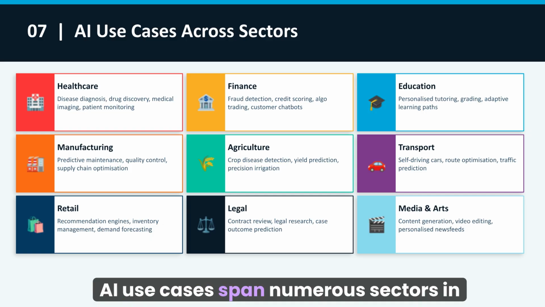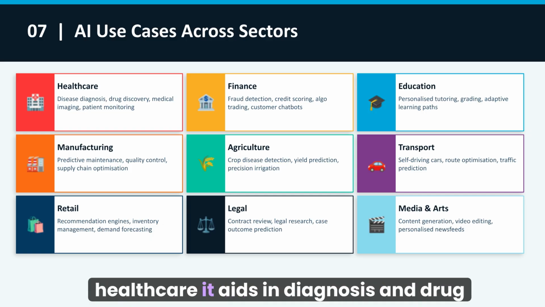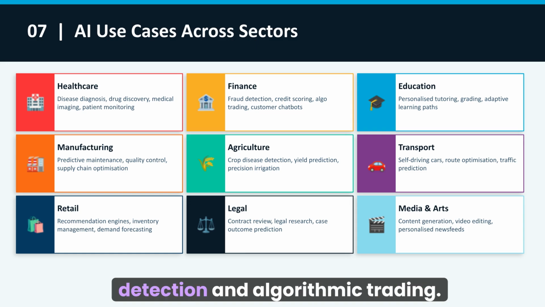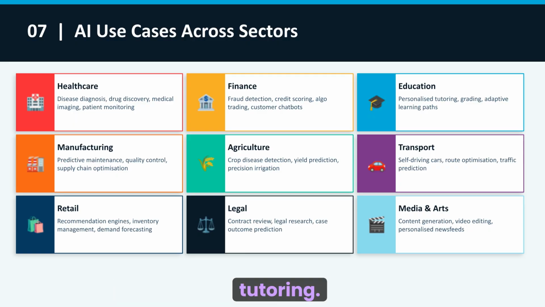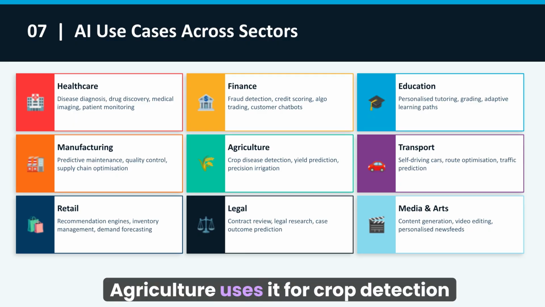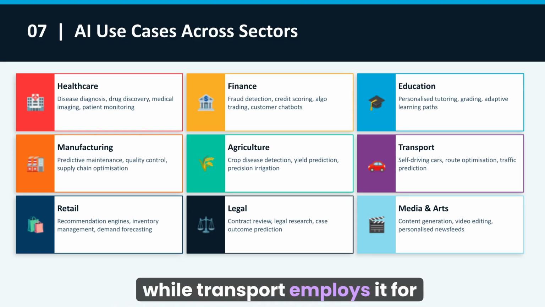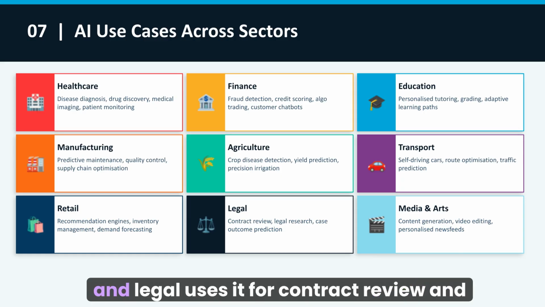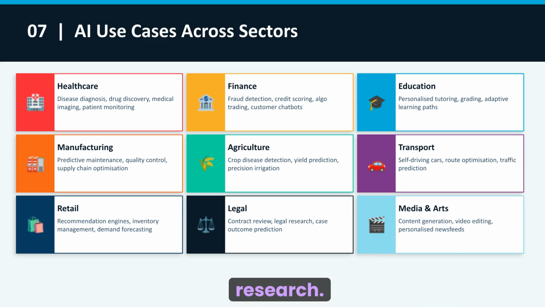AI use cases span numerous sectors. In healthcare, it aids in diagnosis and drug discovery. Finance benefits from fraud detection and algorithmic trading. Education uses AI for personalized tutoring. Manufacturing relies on predictive maintenance. Agriculture uses it for crop detection, while transport employs it for self-driving cars. Retail uses recommendation engines, and legal uses it for contract review and research.